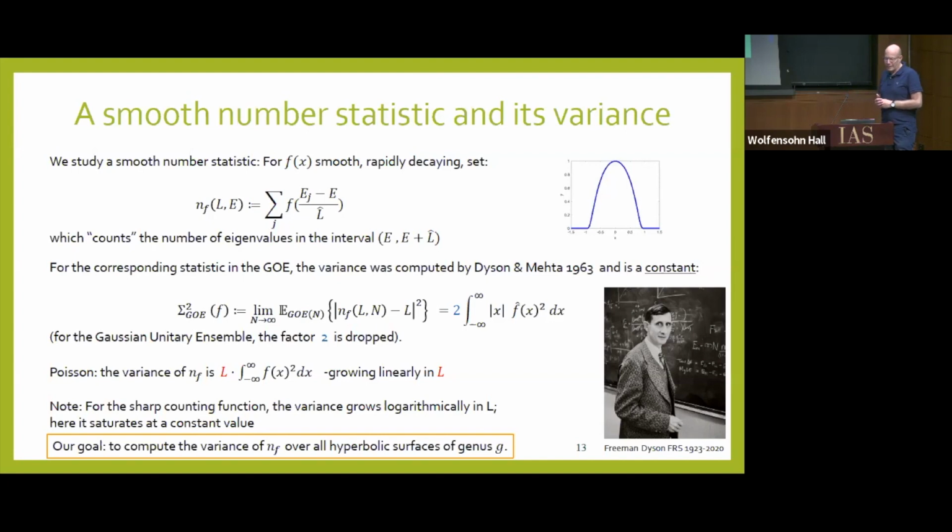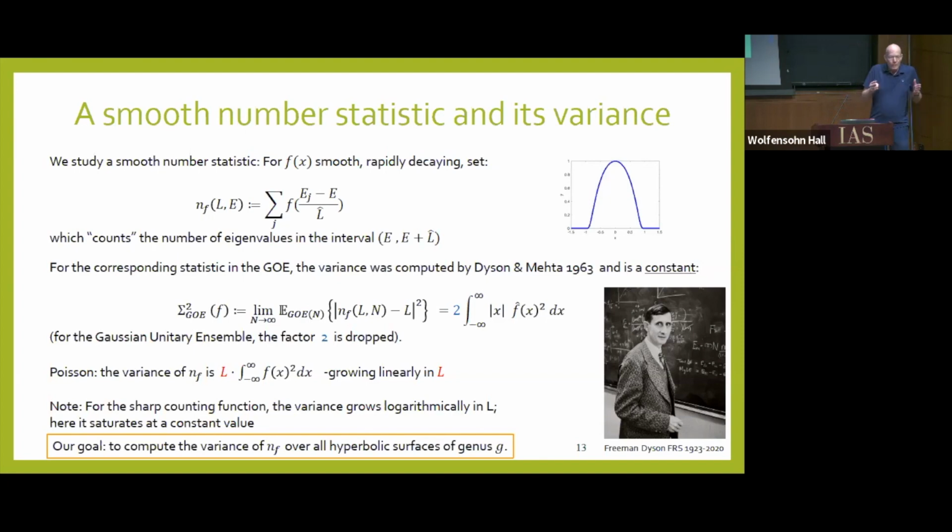Now, to do harmonic analysis using a sharp counting function is a nuisance, so I will use a smooth counting function. And so you just count eigenvalues in a window, but in an analytic way. Already Dyson and Mehta, in this series of papers that was mentioned two days ago, computed the variance of this, it's called the linear statistic. I'll keep calling it number variance.